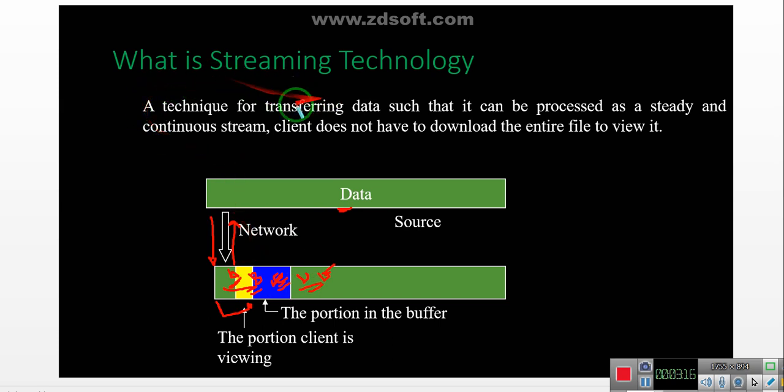So what is streaming technology? It is a technique for transferring data such that it can be processed as a steady and continuous stream. The client does not have to download the entire file to view it. Again, the client is not going to download the video; they are going to stream it live.